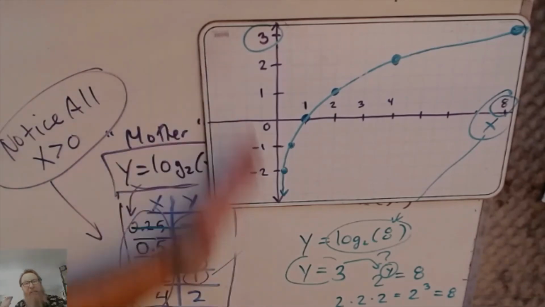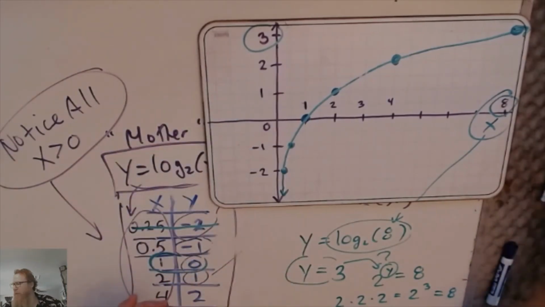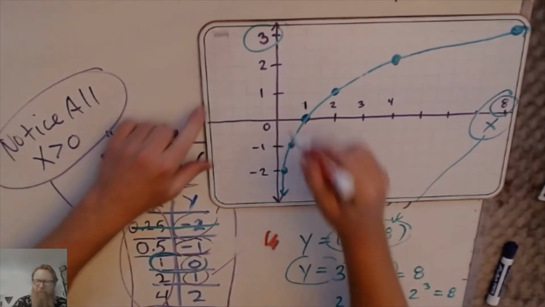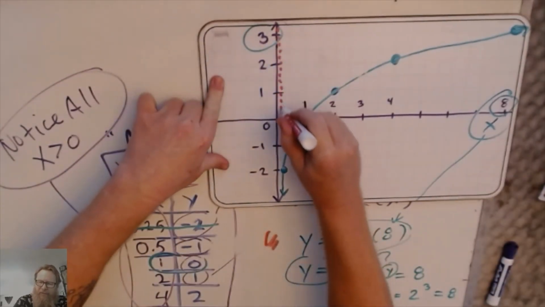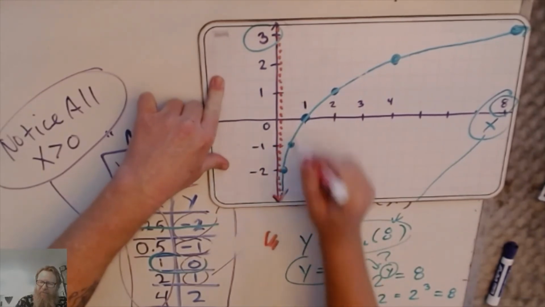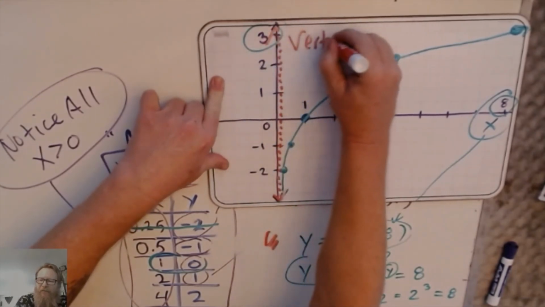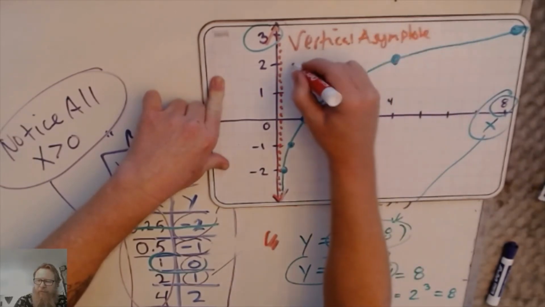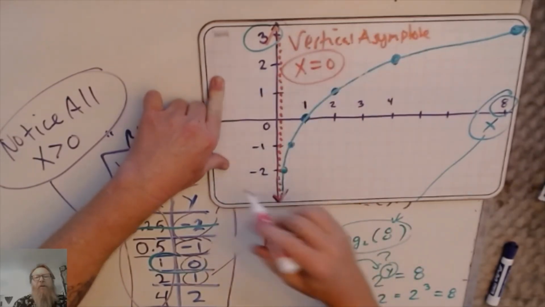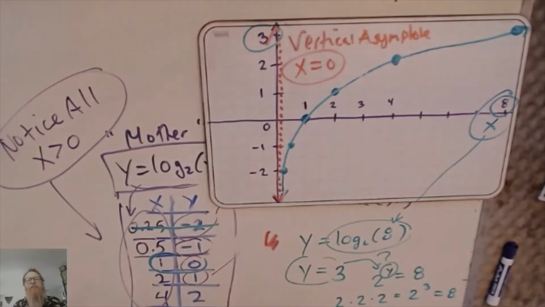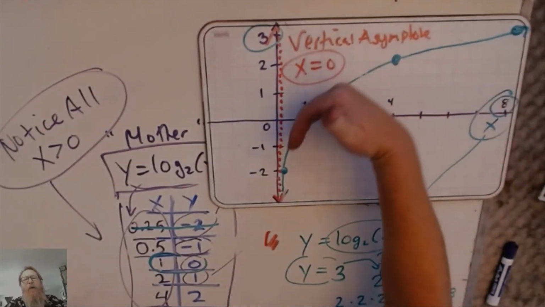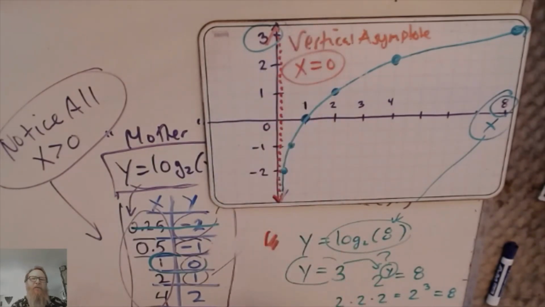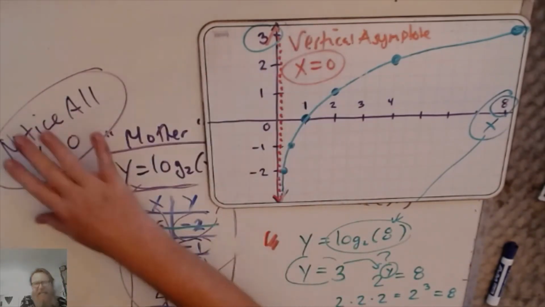A couple features of this graph that I want to mention before we move on. One is the asymptote. Logarithms have a vertical asymptote. The vertical asymptote is x equals 0. It means that this graph will never cross the line x equals 0. There will never be any negative x's.